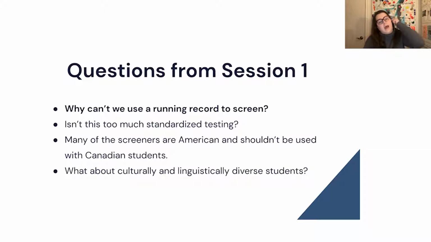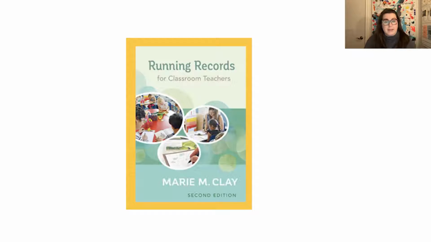So first of all, a question from last session was, why can't we use a running record to screen? Fine, I get that we need to screen. We need to be checking this for all beginning readers to make sure that we're giving them the instruction that they need. However, why can't we just use the DRA? So let's unpack that. First of all, it's important to mention that there are technical issues with running records, but then also more ideological issues with running records.